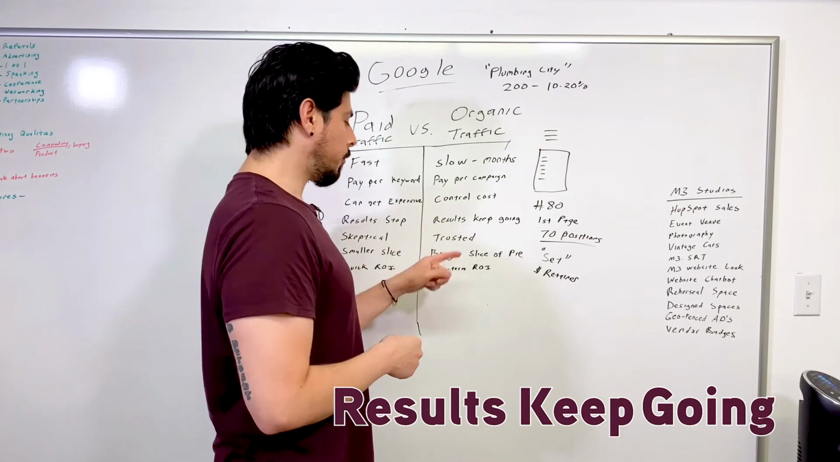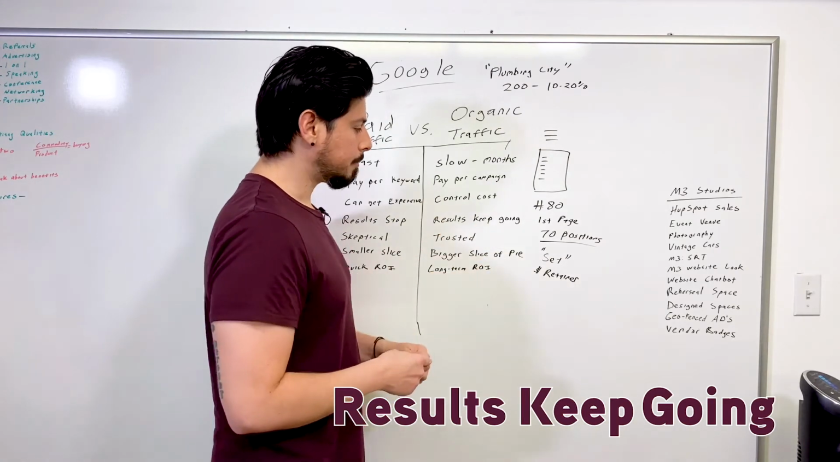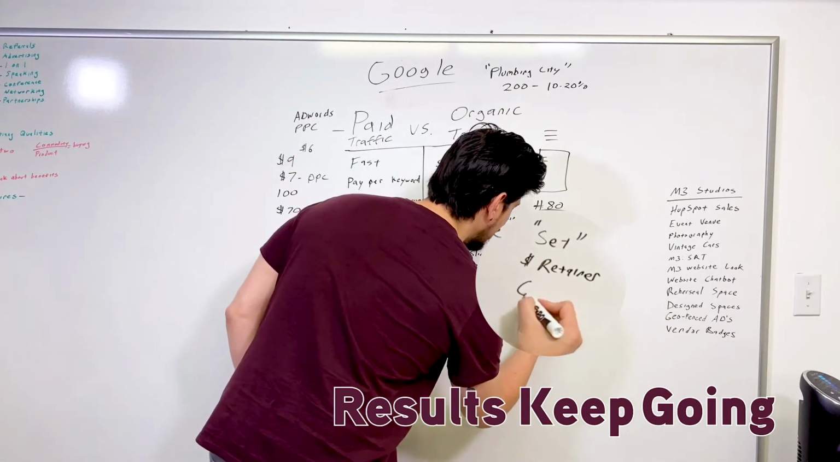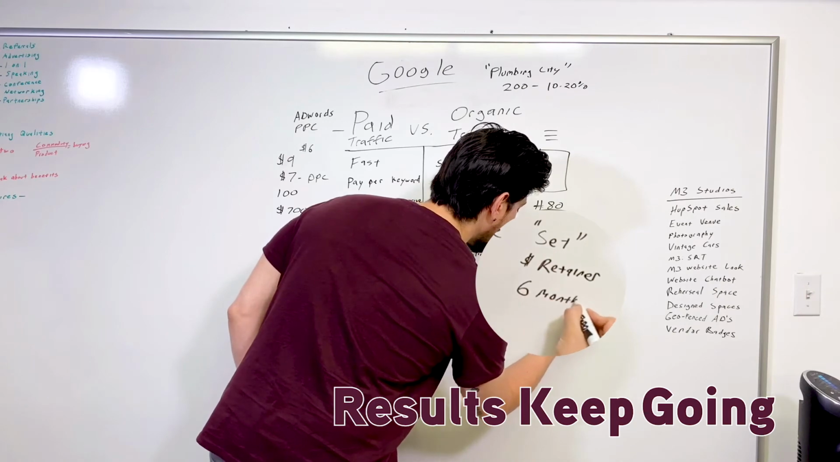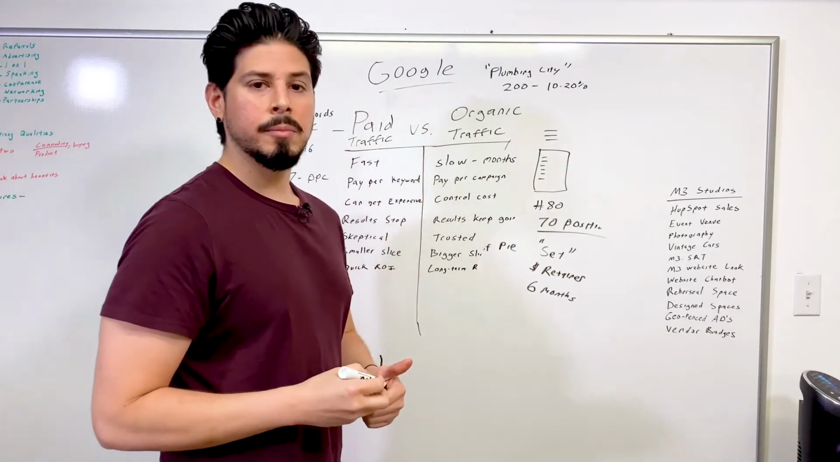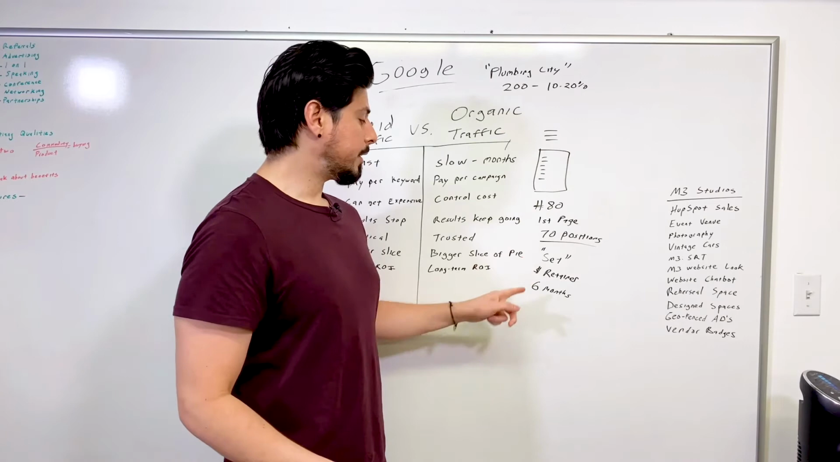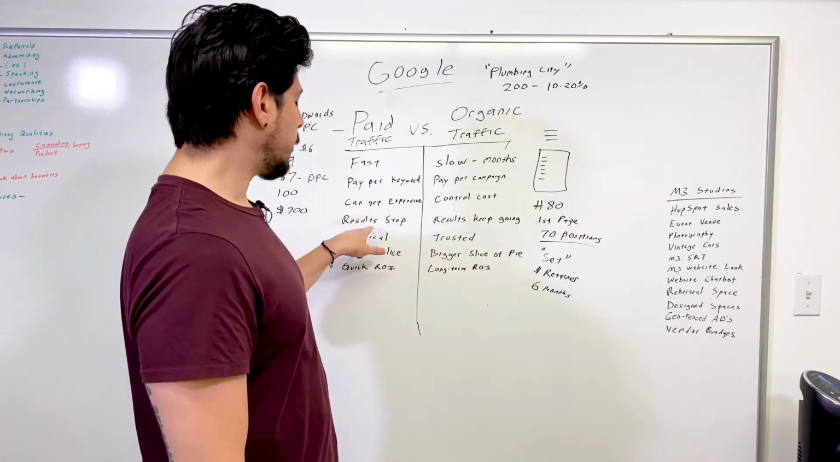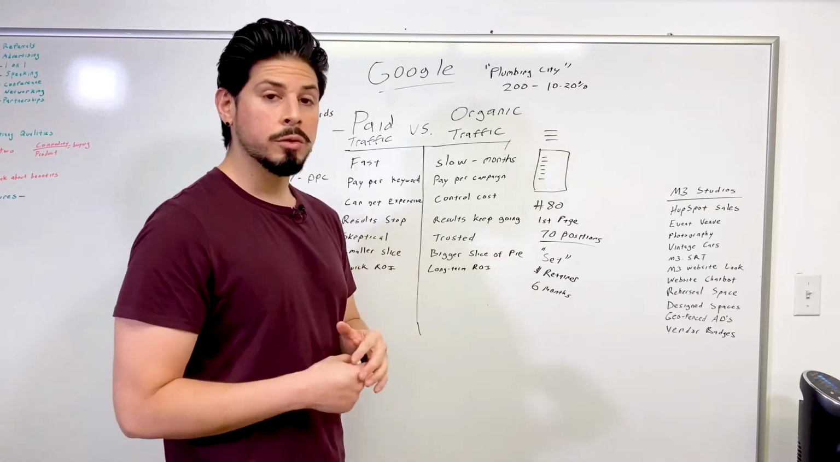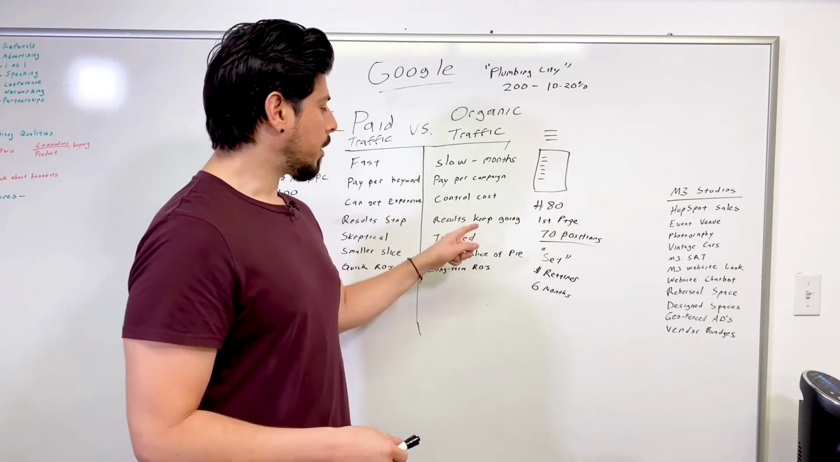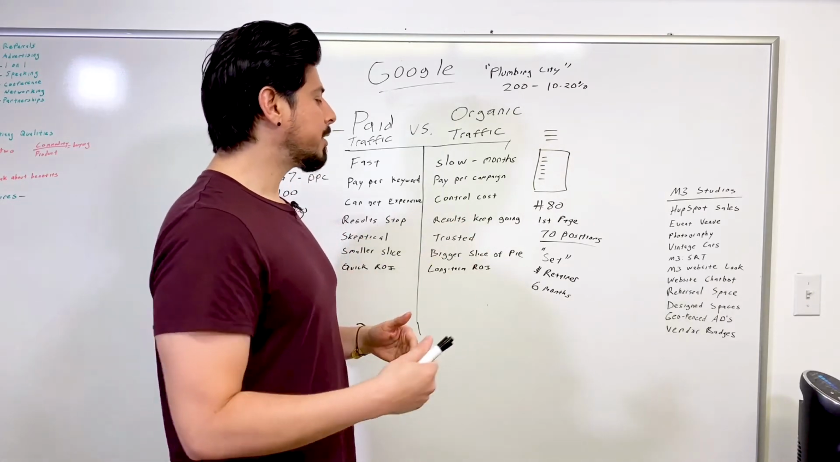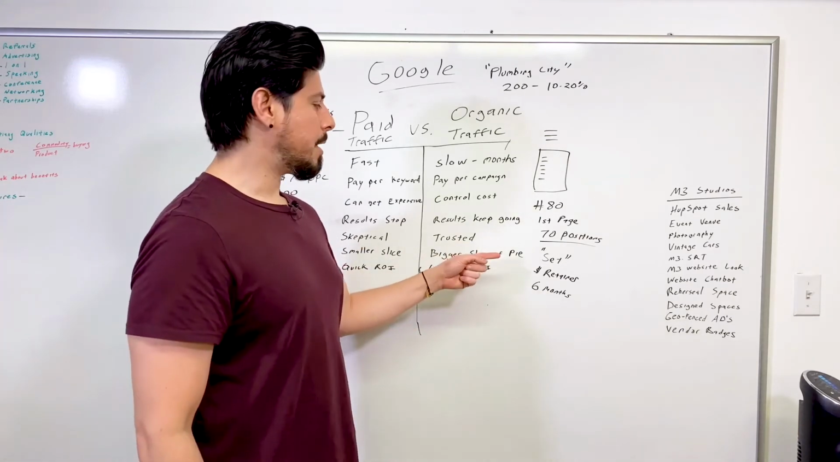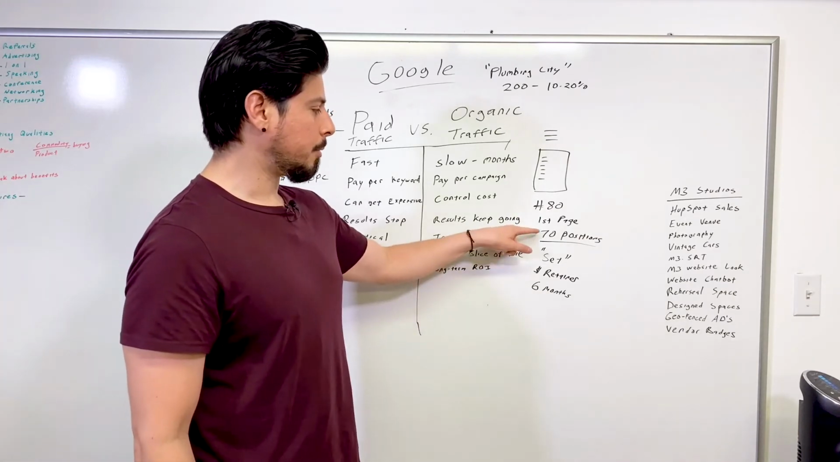Results keep going with organic traffic. Let's say you've been running a campaign for 6 months and the campaign ends. You're not paying the monthly retainer anymore, but your results are still there, as opposed to paid traffic, where your results stop. With organic traffic, it can be months or years before a competitor knocks you out of the position, because remember, they have to do the same thing.